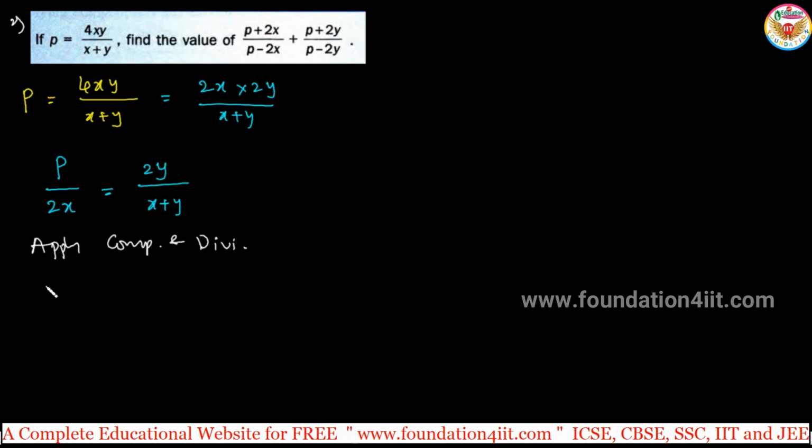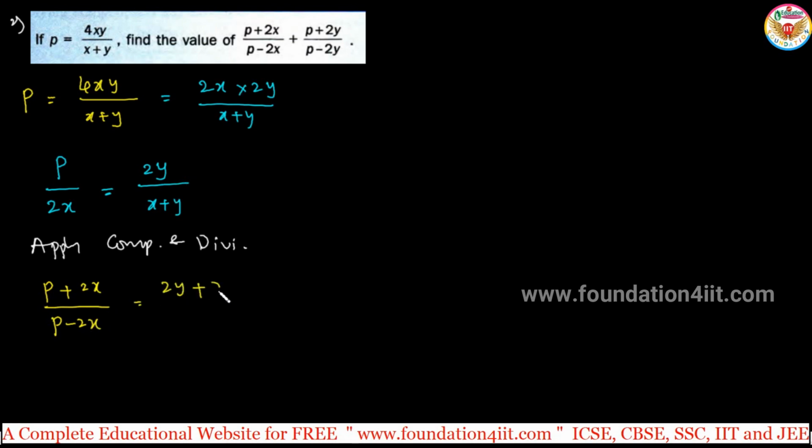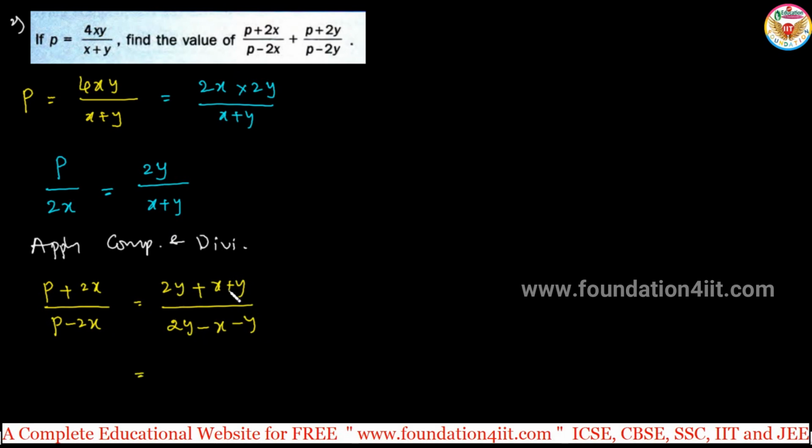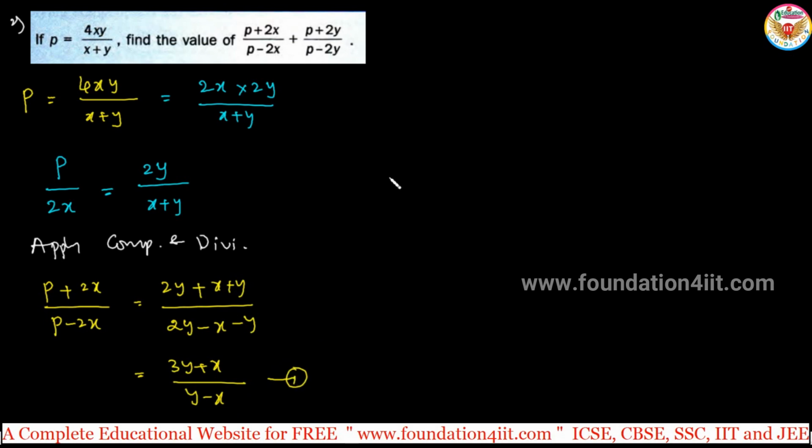That means this becomes p plus 2x by p minus 2x, which is equal to numerator plus denominator by numerator minus denominator: 2y plus x plus y by 2y minus x plus y, so minus y. We can simplify 2y plus x plus y as 3y plus x, by 2y minus y, so y minus x. Let this be equation 1.